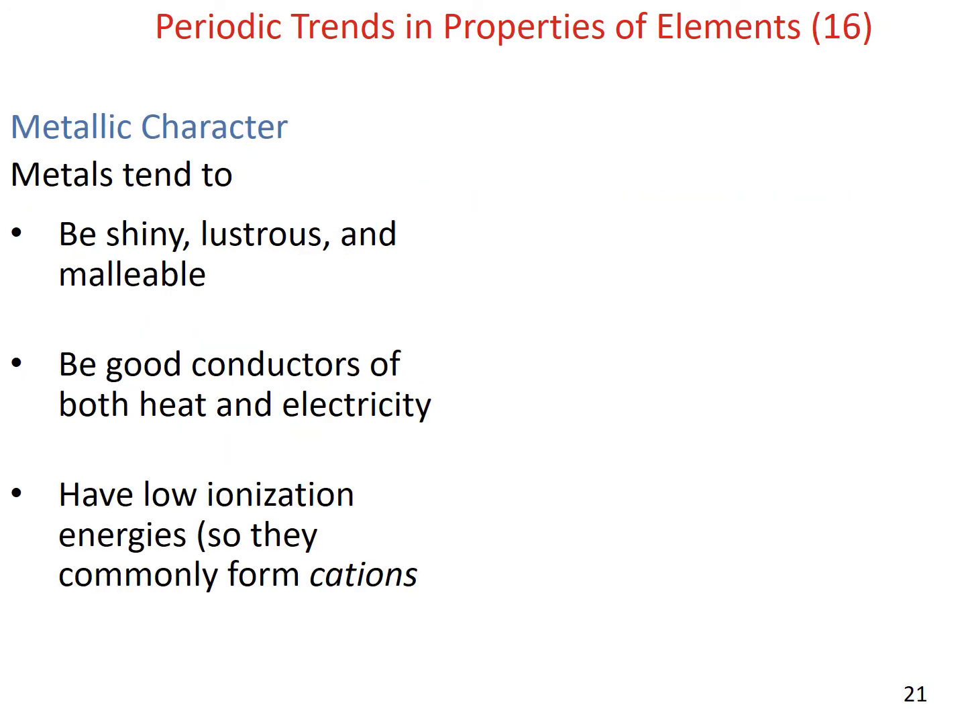Okay. The last one we're going to talk about is metallic character. We already know something about metals. They tend to be shiny, malleable, good conductors of heat and electricity. They have low ionization energies. That is part of the reason why they commonly form cations, where nonmetals, we know, have higher ionization energies because they have higher Z effectives.